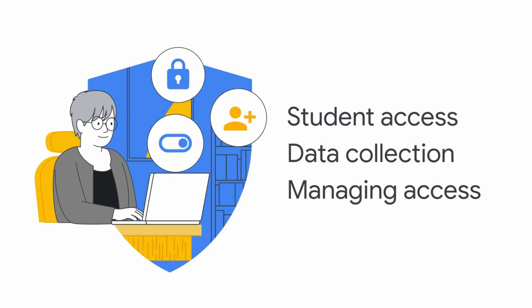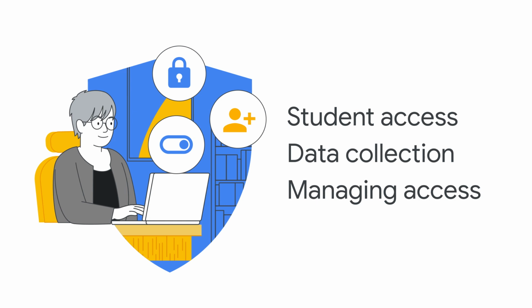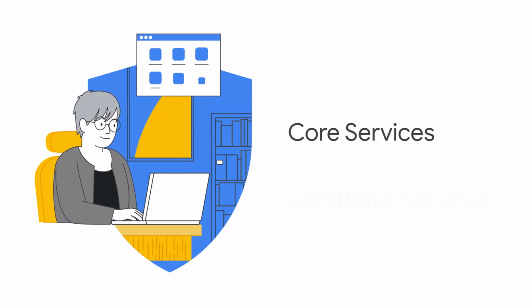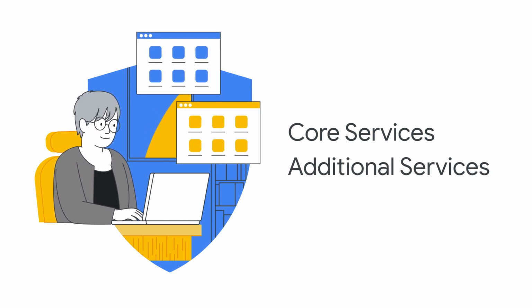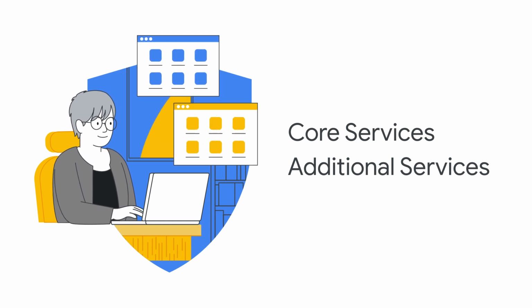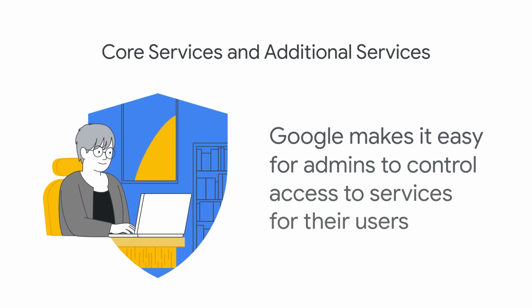The Google Workspace for Education Privacy Notice describes the services available to users, and this video focuses on the two main categories of Google services: core services and additional services. The distinction between service types is important because what data is collected and how the data is used differs. In this video, we will discuss the ways Google makes it easy for admins to control access to both core and additional services for their users, including those users who are under 18 and may be referred to throughout this video as students.